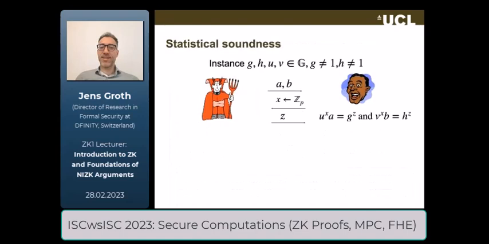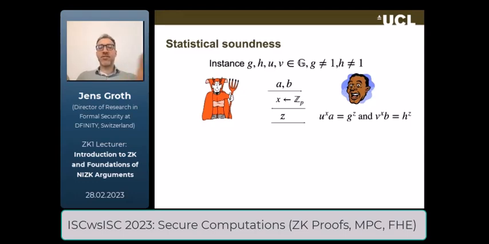And then let me go to soundness. I'll show it has statistical soundness. So there's some very small probability that you can cheat, but it really is very small. It's 1 over p. So imagine we have an evil prover. Imagine that u is g to the alpha, v is g to the beta, and alpha and beta are not equal to each other.